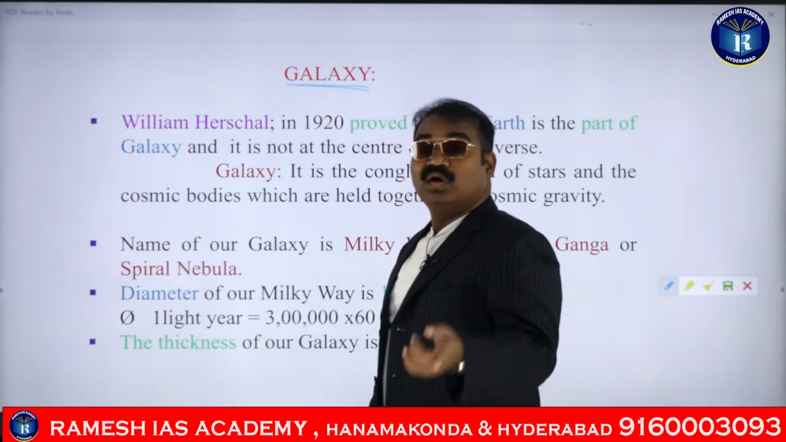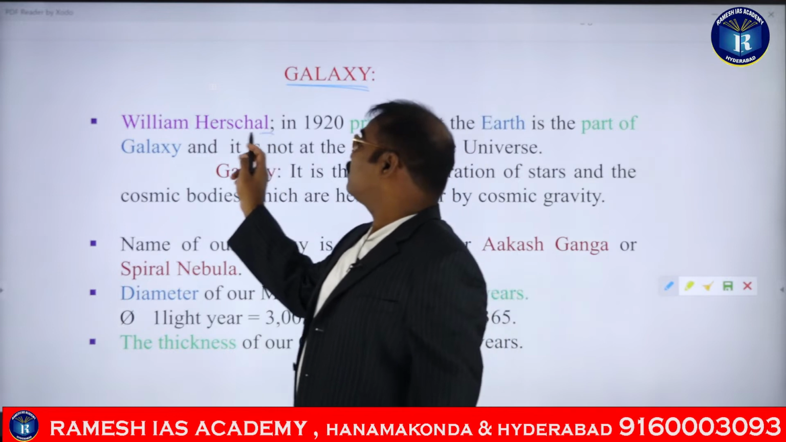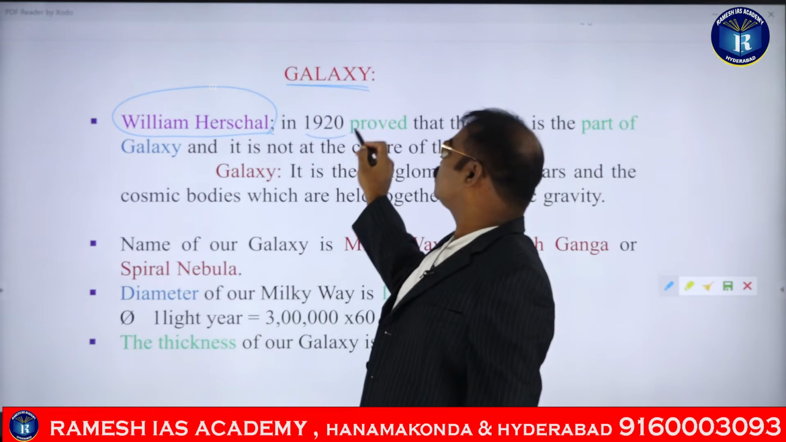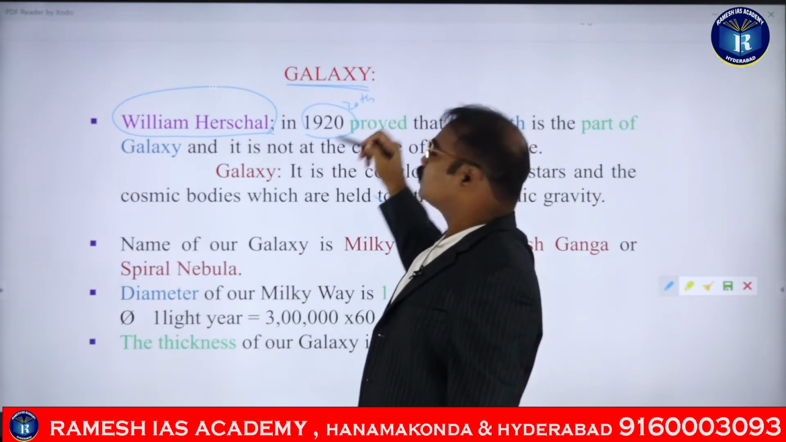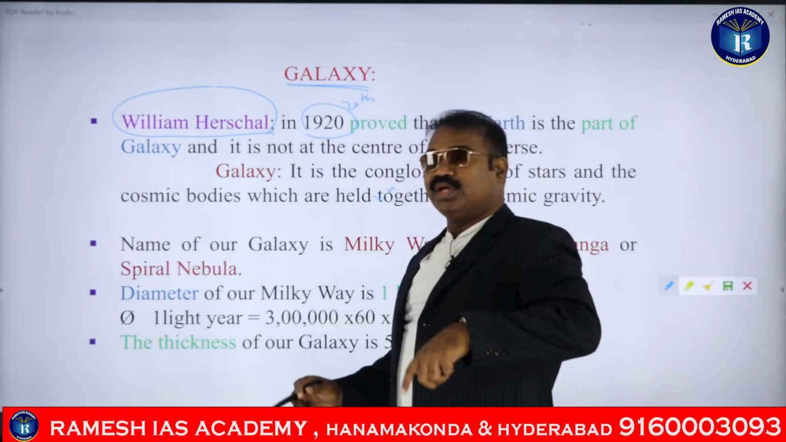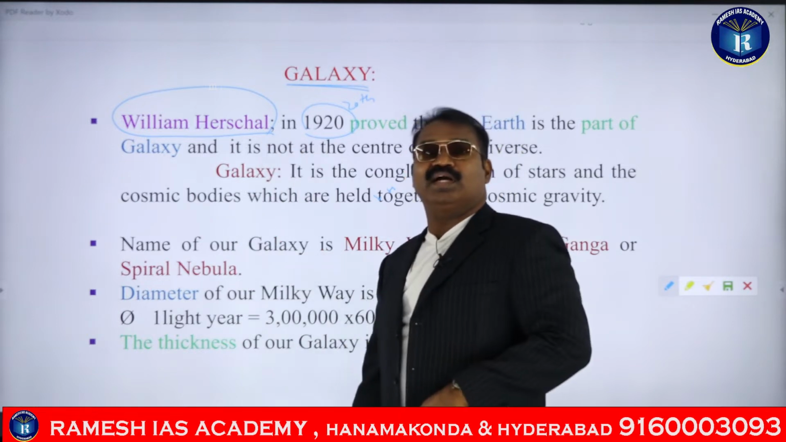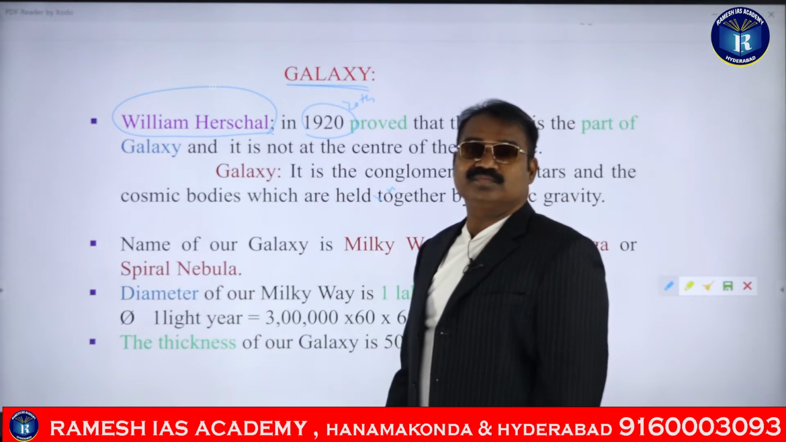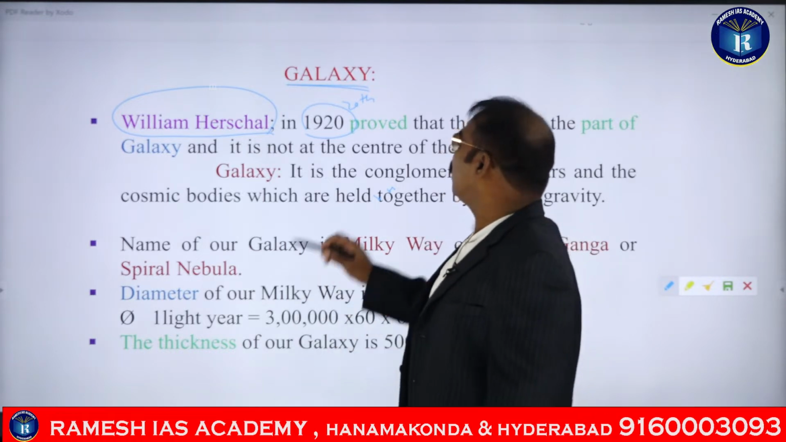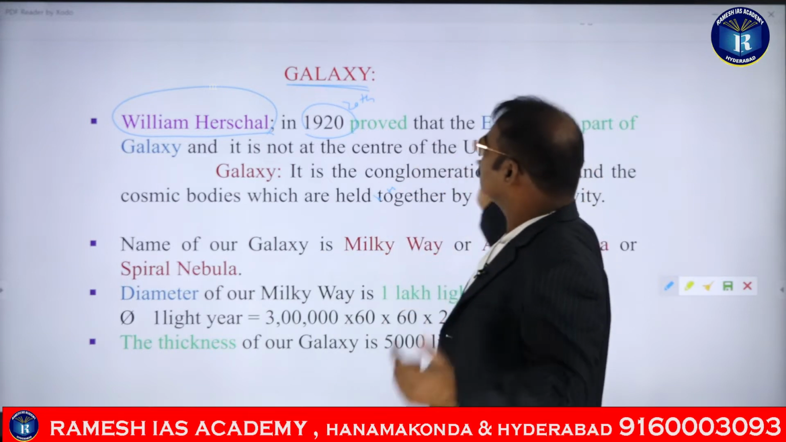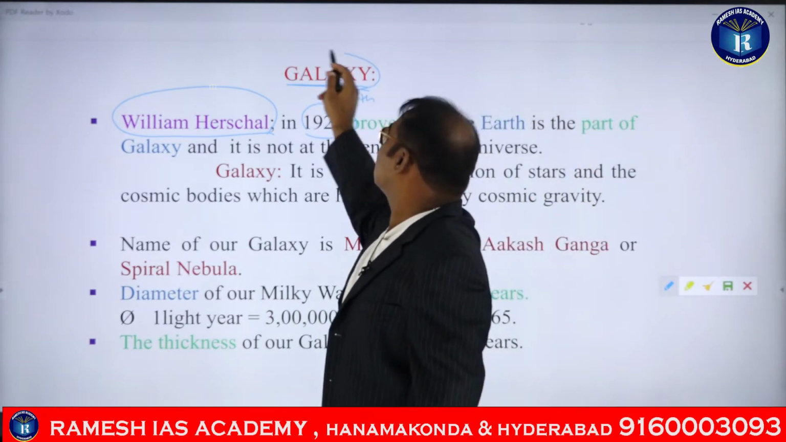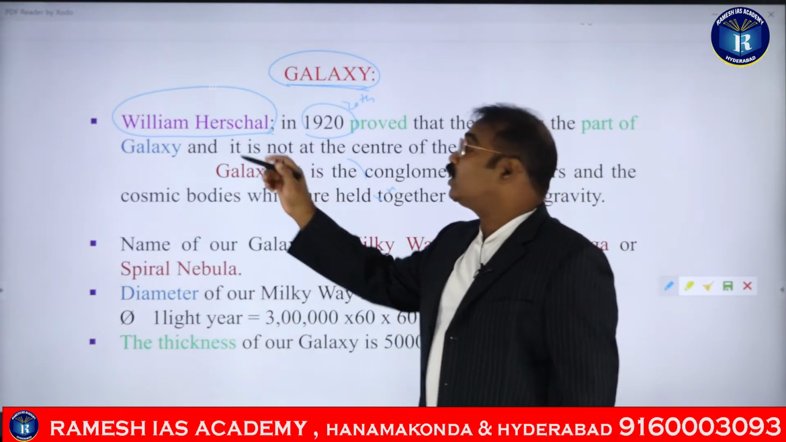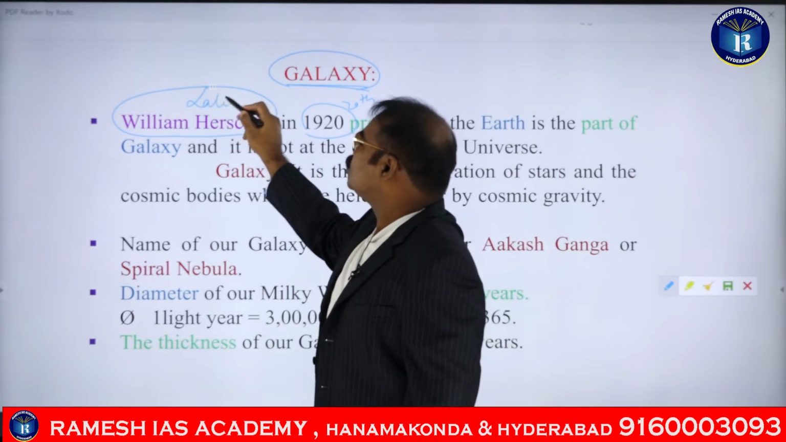So in the late 19th century, William Herschel propounded that the sun is not at the center of the universe and it is a part and parcel of a bigger structure which is called the galaxy. Okay, guys, so that was propounded in the late 19th century.